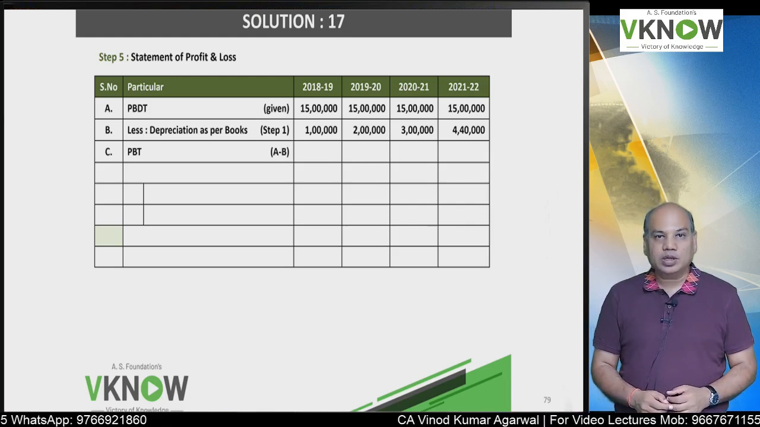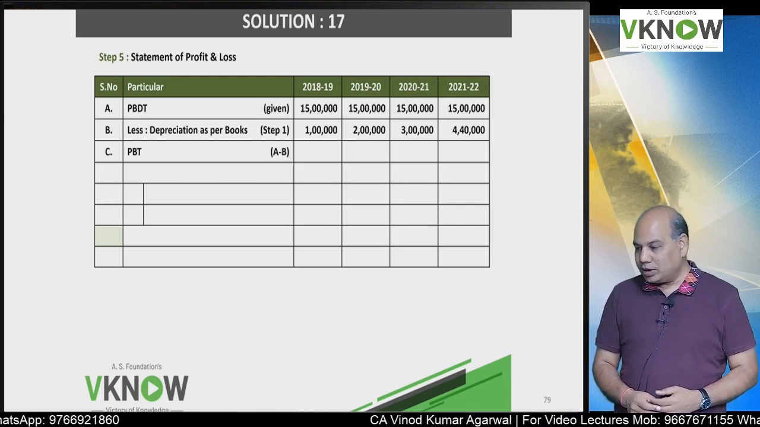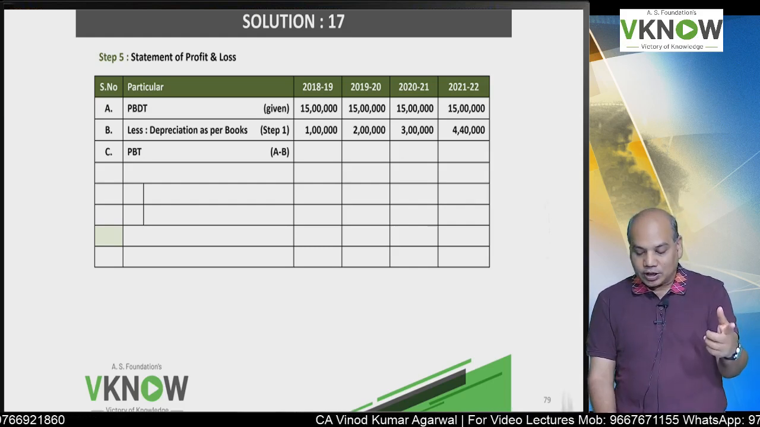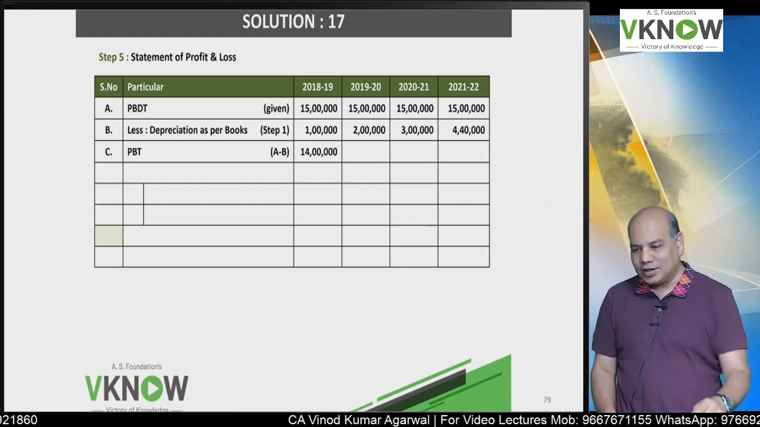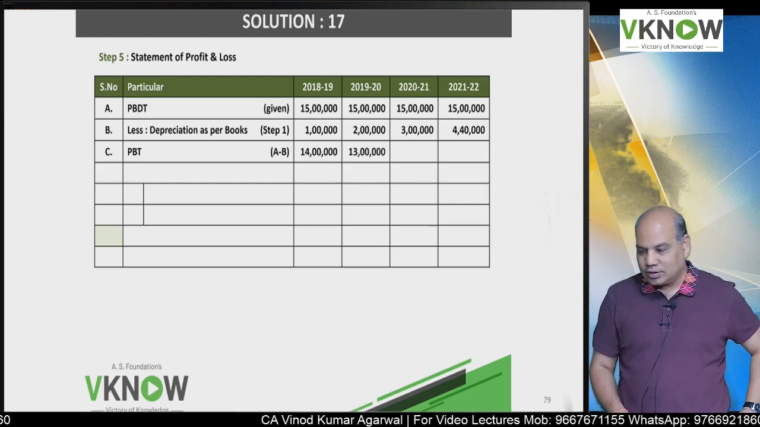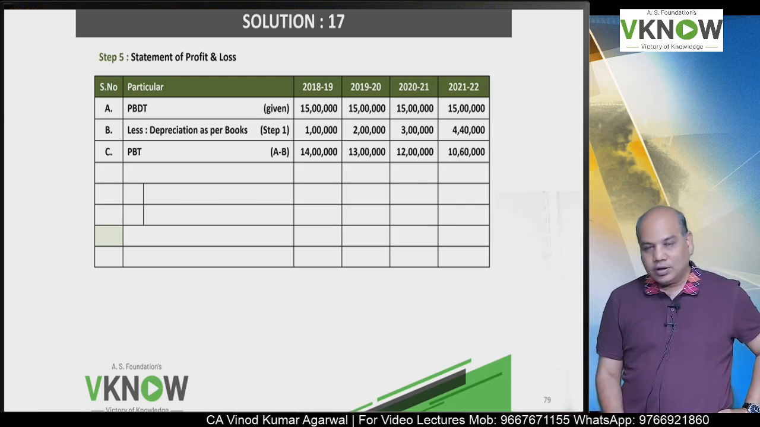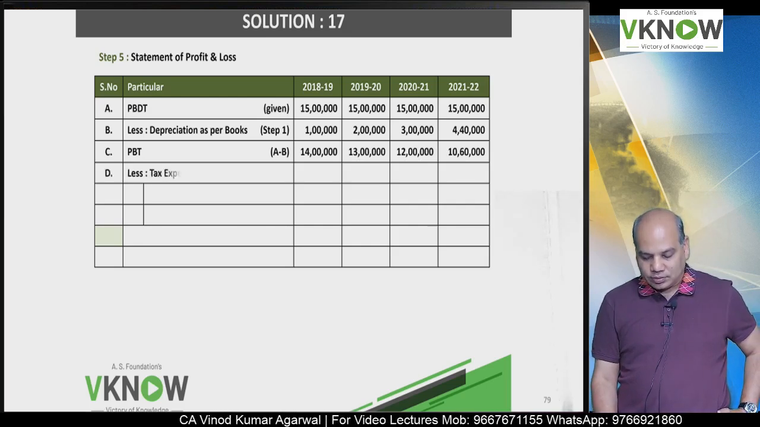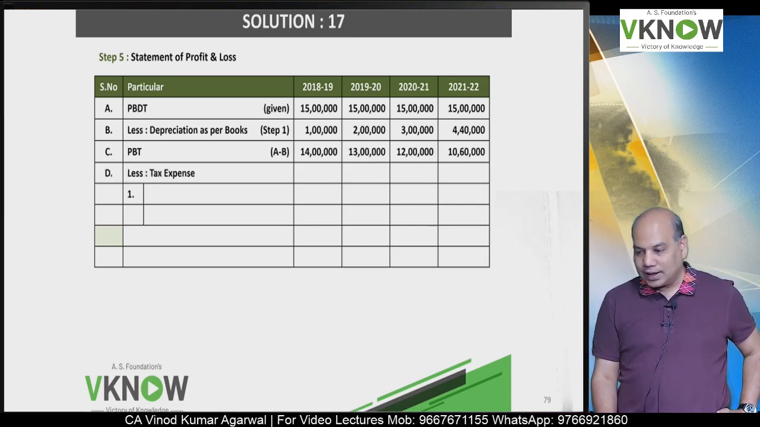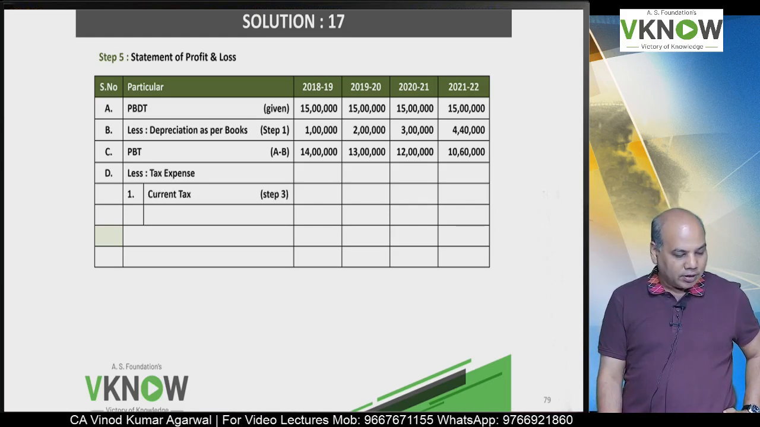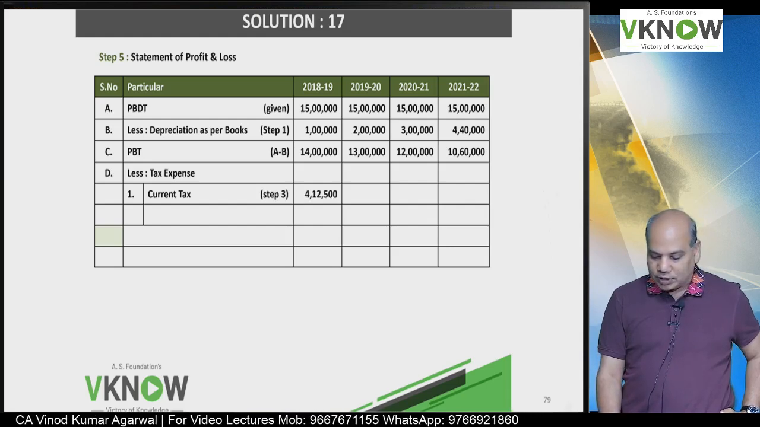Yes, very good. PBT, try without calculator today. 15 minus 1 without calculator, 14 lakh. Amazing. You are genius. 15 minus 2, 13 lakh, 12 lakh, 10 lakh, 60,000. Sometimes you have to do it yourself to do it fast. Tax expense, current tax. Go to step number 3, last line. Step 3, current tax, last line of the step 3.